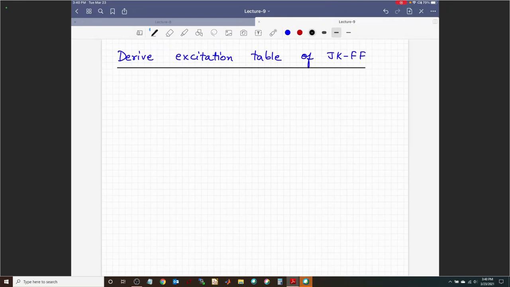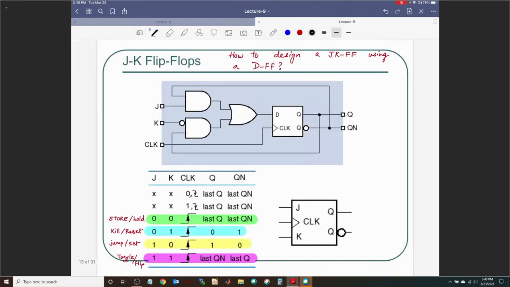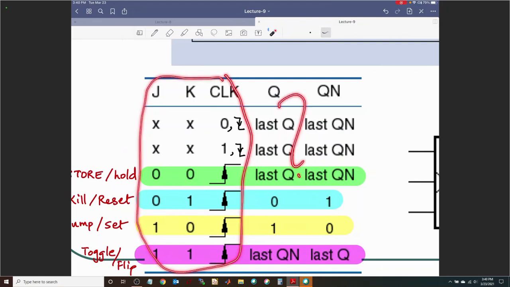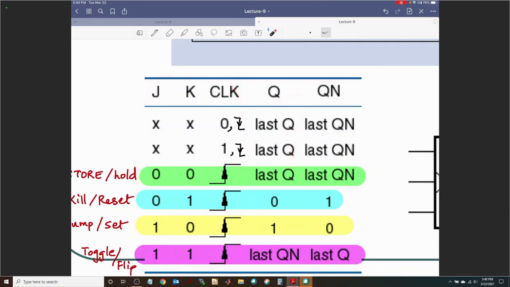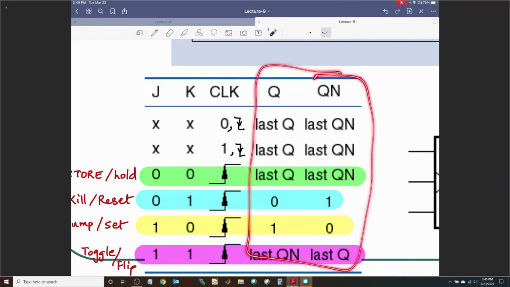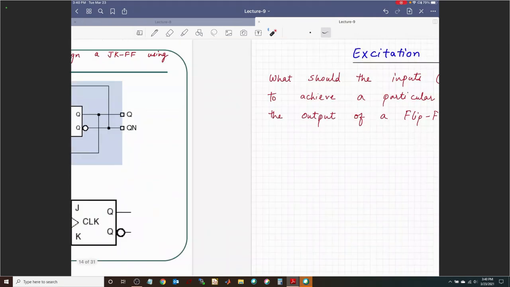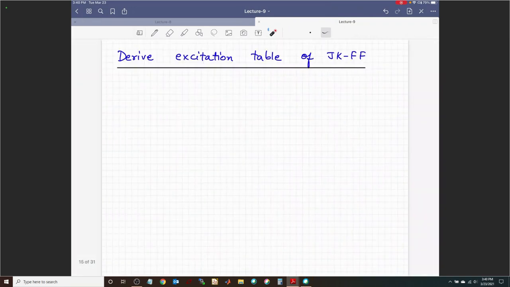I'm interested in finding out what my inputs should be based on the output. Sort of the opposite of this. This is a characteristic table. Here, you are given certain input conditions and you're trying to find out what happens to the output. The excitation table is, I will tell you what I want at the output, and you have to tell me what I should provide as the excitation, as the input. So my table will flip. Now it's going to look something like this.